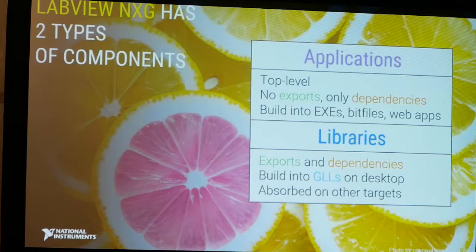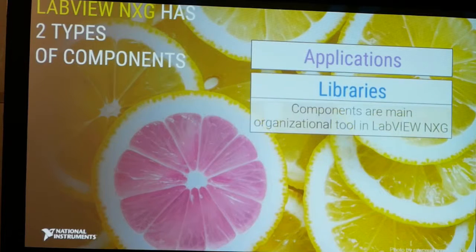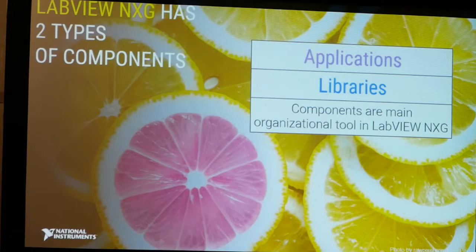On other targets, it actually gets absorbed. So for example, in FPGA, you just end up with one bit file. It doesn't make sense to have multiple chunks. Same thing with RT and web for the moment. And I want to reiterate the point that these components are your main organizational tool in LabVIEW NXG. Not folders, not anything else. Components are really how we design the whole experience around, and we think provide the most power and the most scalability, and basically help you design your applications the best.